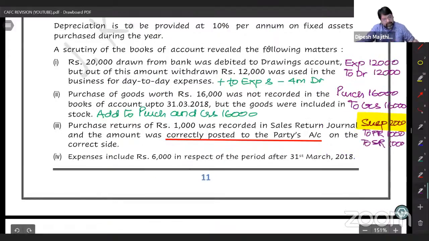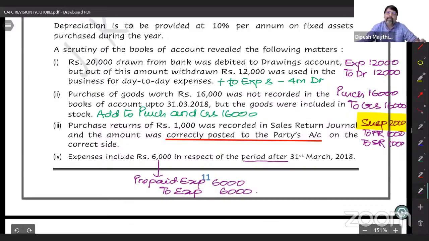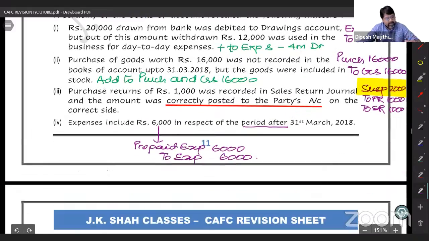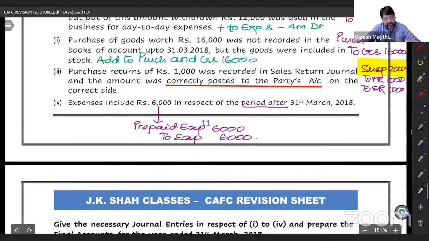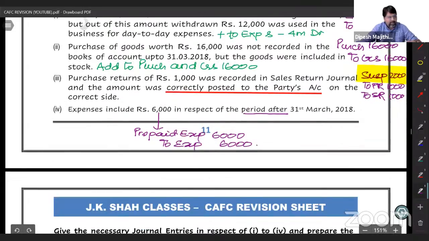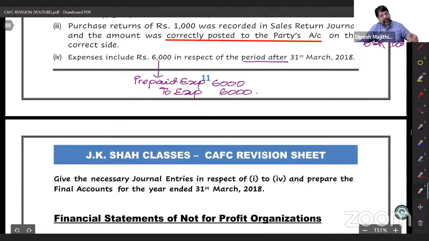Expenses in respect of rupees 6,000 relating to a period after, that is prepaid. That means general expenses will become prepaid expense to expense 6,000. So these are all the adjustments which I have written. After that, it is given, give necessary journal entries in respect of 1 to 4 above. We are supposed to write it in fair 1, 2, 3, 4. These are the journal entries: expense to drawings, purchase to creditors, suspense to purchase return to sales return, prepaid expense to expense, and prepare final accounts.